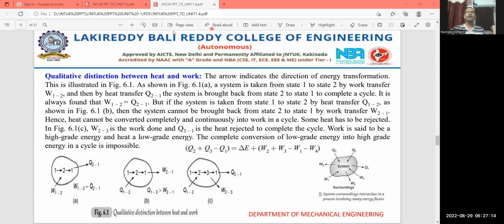So, in what situation is work equal to heat, or heat equal to work, or in what situation is the heat transfer more than the work transfer, or the work transfer more than the heat transfer. That is what you have to add.